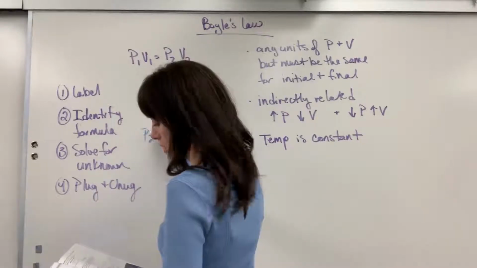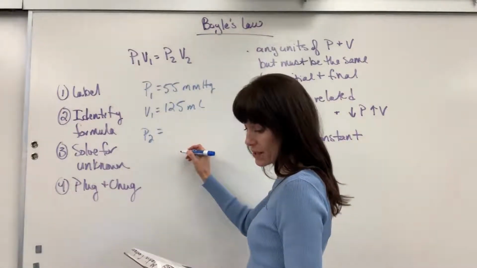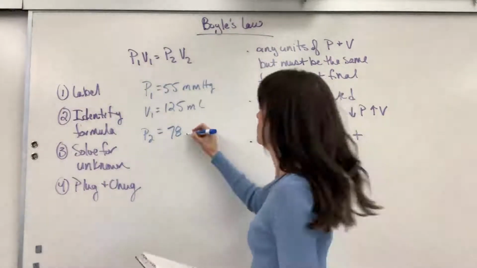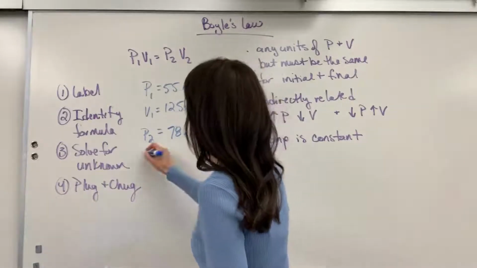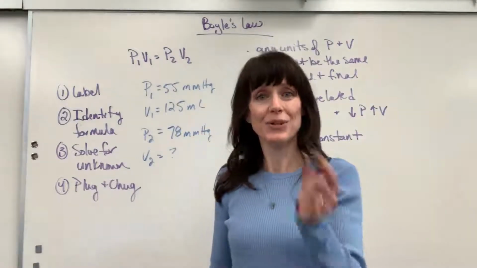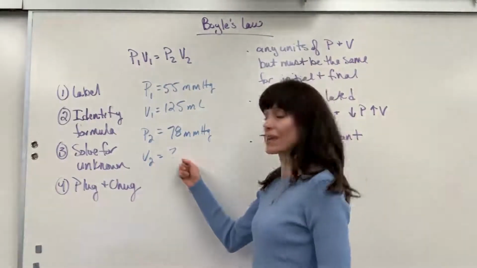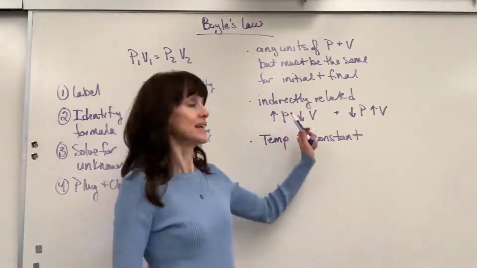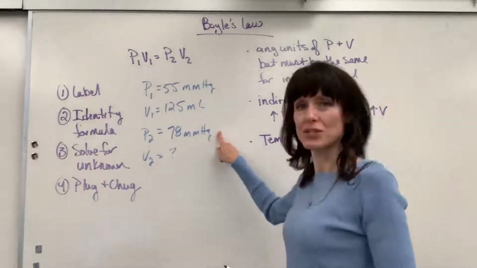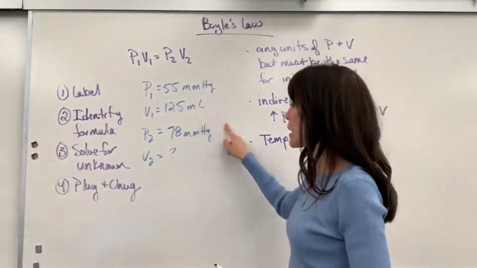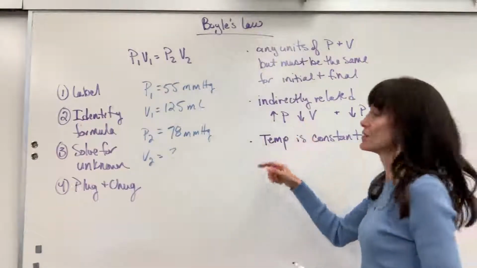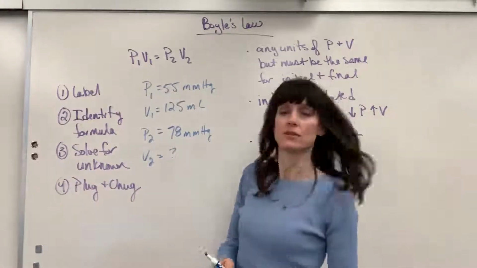Now we're going to change that pressure. We're increasing to 78 millimeters of mercury. And the question is, what is the final volume? Now, let's pause for just a second. You can predict what's going to happen to this volume because of this indirect relationship. So notice the pressure is going up. So what's going to happen to the volume? Pressure increases, so the volume is going to go down. So I would predict that this volume is going to be less than 125 mils.